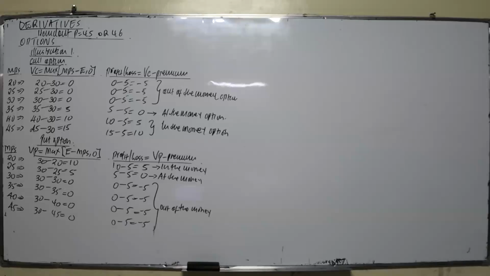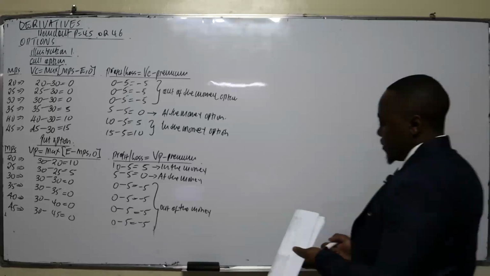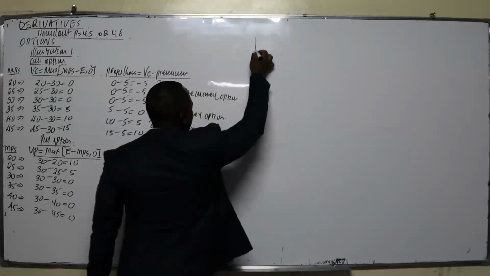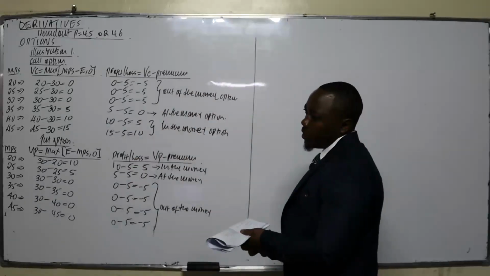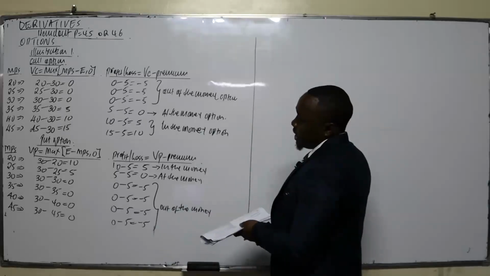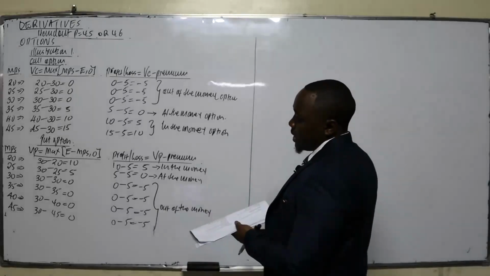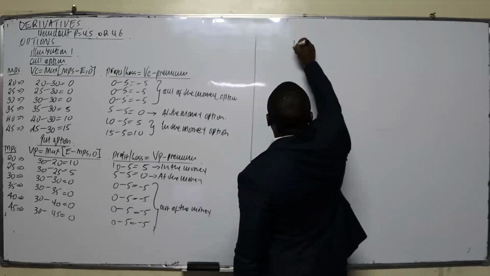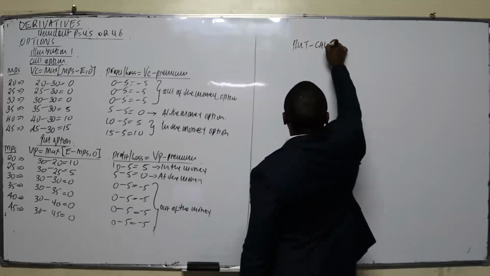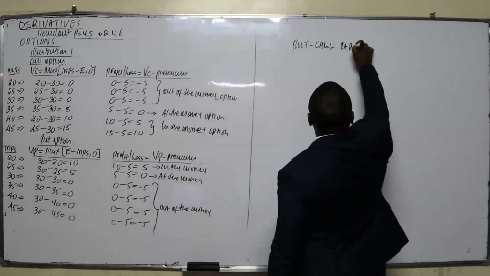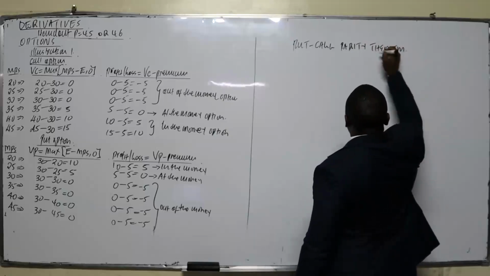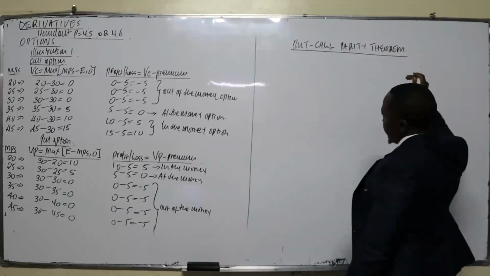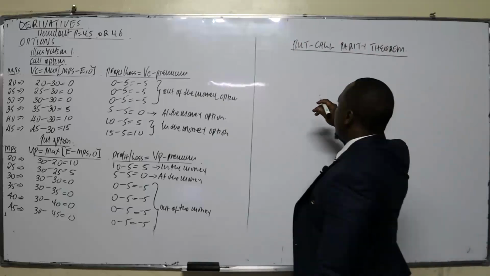So that one is already in your notes, exactly the way it is. So I want us to recap the two. How do we link the value of the call and the value of the put? When linking the value of the call and the value of the put, they are linked using a theorem known as the put call parity theorem. And this is a theory that tries to link the value of the put and the value of the call.